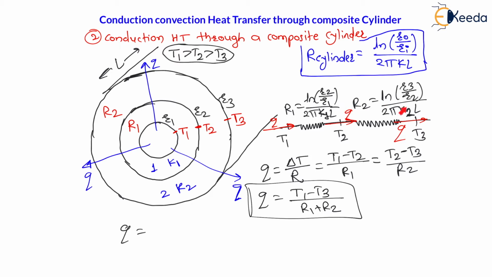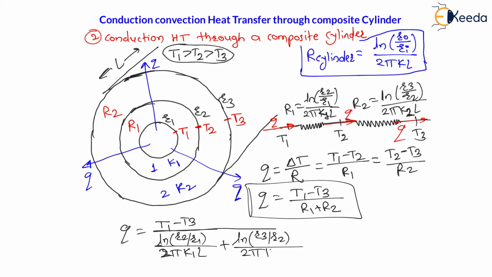And here the resistance we can calculate from these formulas. Now, my dear students, Q is equal to T1 minus T3 divided by R1, and R1 is nothing but ln of R2 divided by R1 divided by 2 pi K1 L, right, plus R2, which is nothing but ln of R3 divided by R2 divided by 2 pi K2 L, right. This is how the heat transfer we can calculate, right.